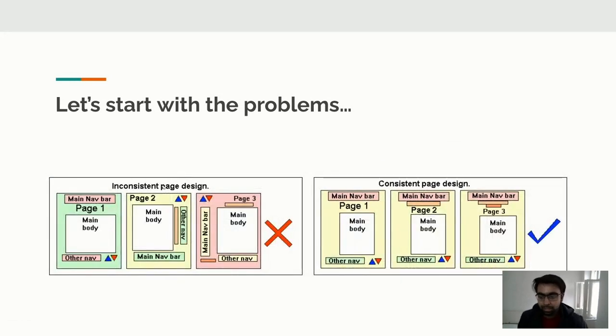Okay, this is an example of inconsistent page design where you have the main nav bar here in one page and the body here. Then on page two, you have the main body here, and beside it, you have the navigation. And on page three, you have the navigation on the left side and the main body on the right side. That's not what any user would expect when they are visiting your application.